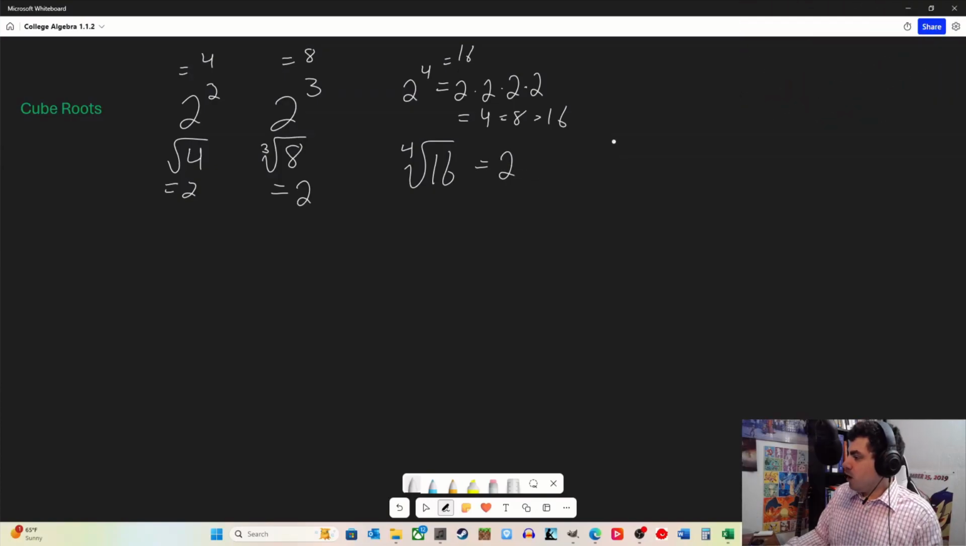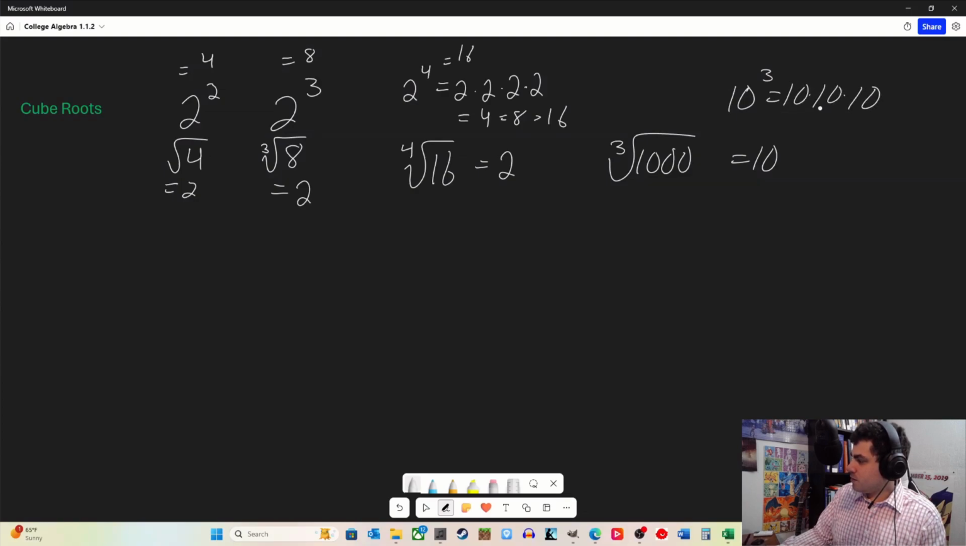Not hard. If I had the cube root of 1000, that equals 10, because 10 cubed equals 10 times 10 times 10, which equals 1000, right? All they're asking is for you to find the principal cube root of 1000. That's it for exponents and roots.